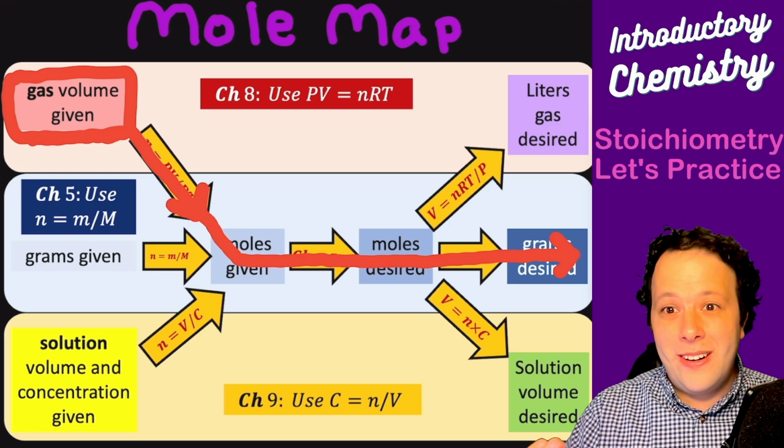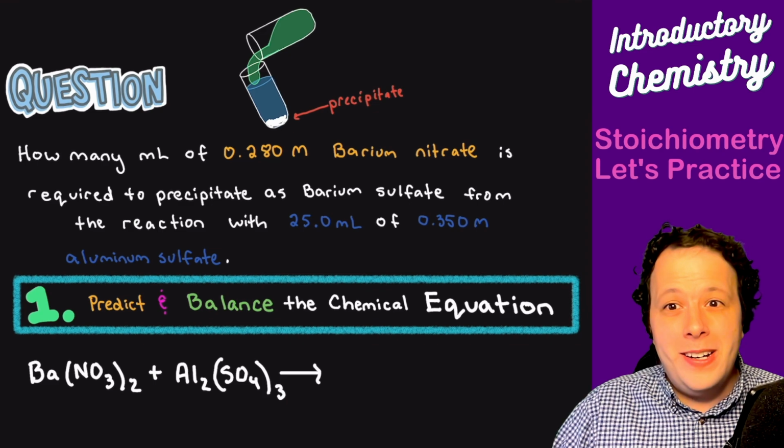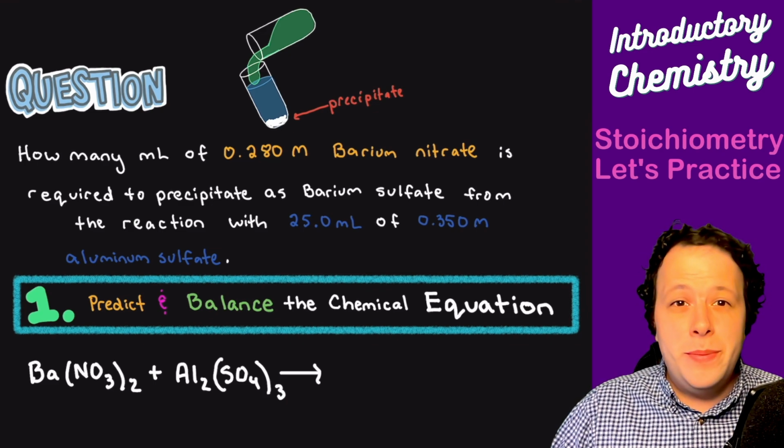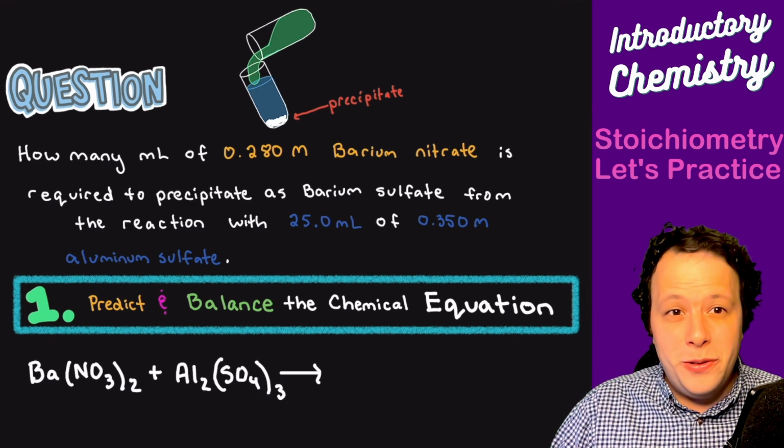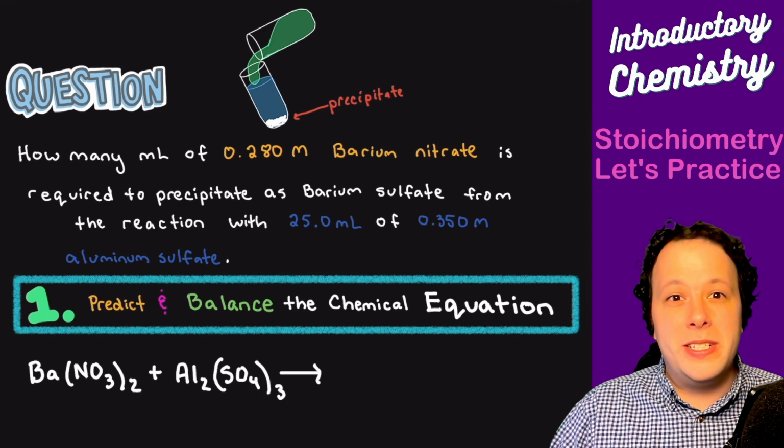Let's take a look at our next problem. How many milliliters of 0.280 molar barium nitrate is required to precipitate as barium sulfate from the reaction with 25 milliliters of 0.350 molar aluminum sulfate?